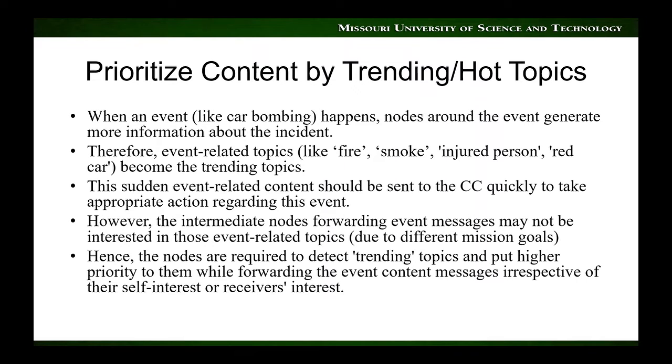So let's first talk about our first goal, which is prioritizing content by trending topic. So we know that in this kind of scenario, a sudden event can occur, like car bombing, for example. So nodes around this event will generate a lot of information about this event. So this information may include fire, smoke, injured person, these kind of topics. So these certain event-related topics or messages should be forwarded to the control center quickly, so that the control center can take appropriate actions quickly.